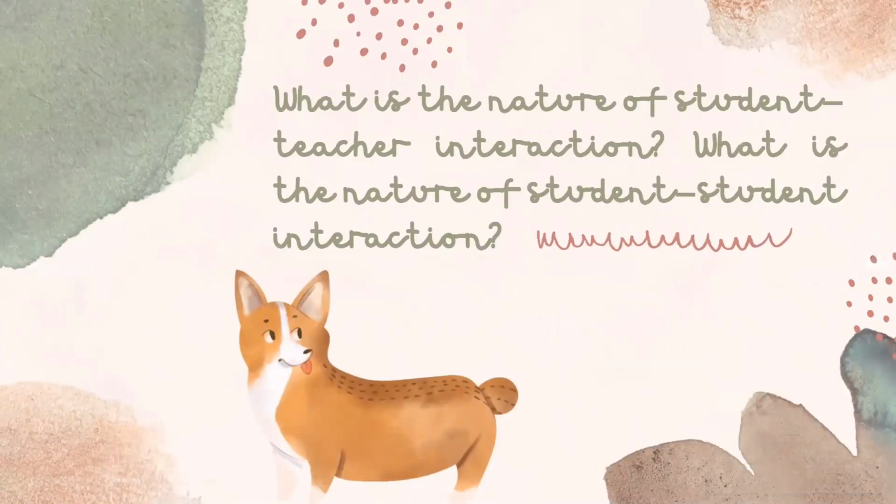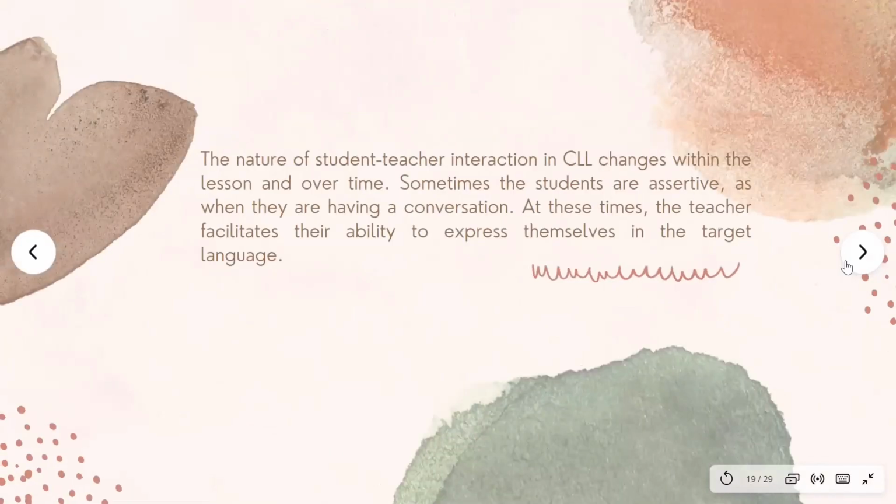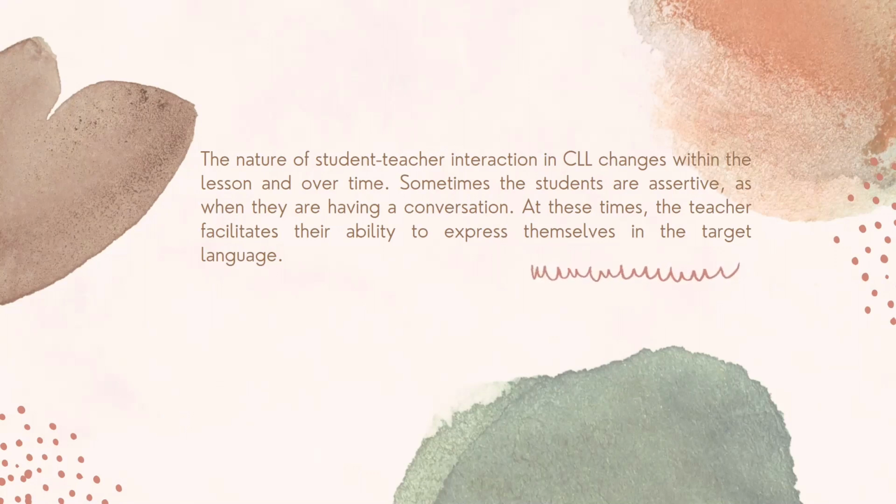Fourth question, what is the nature of student-teacher interaction? What is the nature of student-to-student interaction? The nature of student-teacher interaction in CLL changes within the lesson and over time. Sometimes the students are assertive, as when they are having a conversation. At these times, the teacher facilitates their ability to express themselves in the target language. He physically removes himself from the circle, thereby encouraging students to interact with one another.